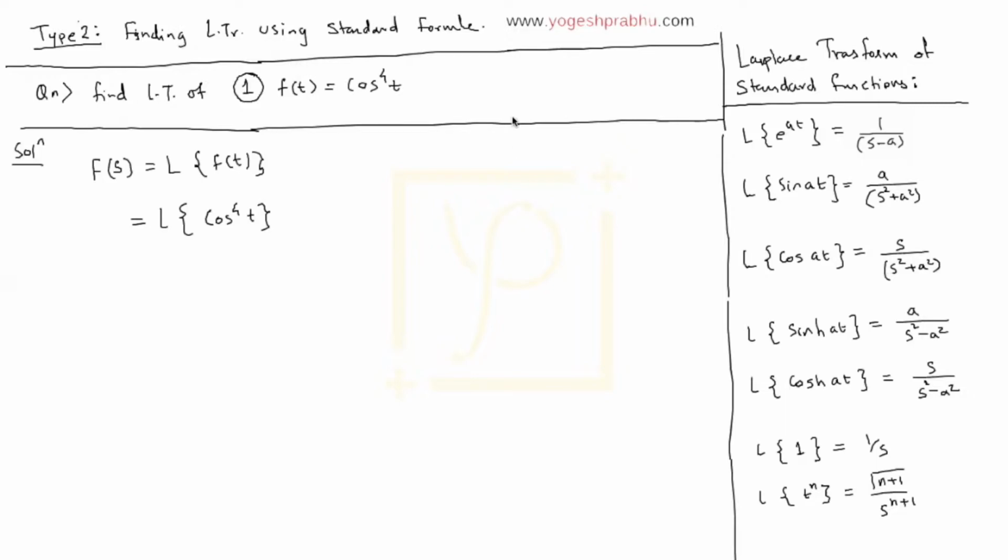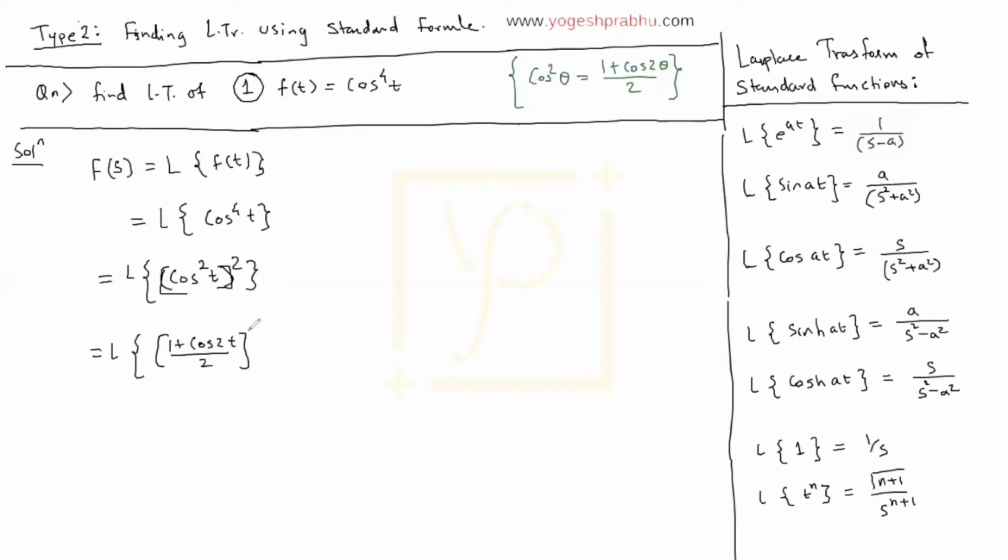We already know by the standard trigonometric formula that cos square theta can be written as 1 plus cos 2 theta divided by 2. So we'll make use of this formula and simplify this. This is going to be Laplace transform of cos raised to 4t, which I can write as cos square t the whole square. Then inside, for cos square t, I can use this formula and simplify. So it will become 1 plus cos 2t divided by 2, the whole square.